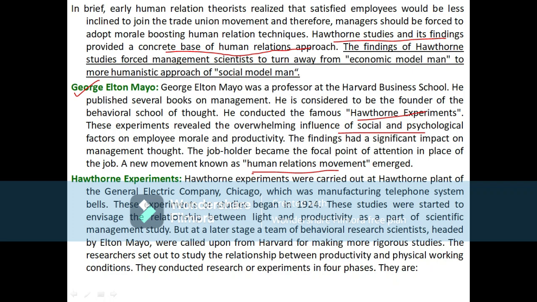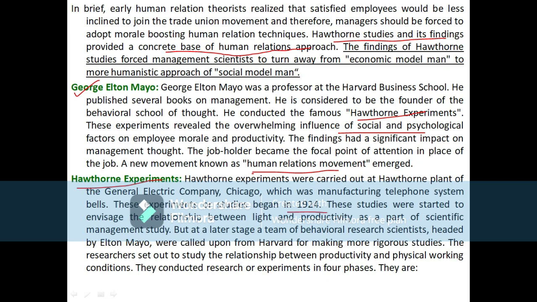If at all employees' productivity should increase, those factors should be known by the organizations. And the Hawthorne experiments by Elton Mayo. The Hawthorne experiments were carried out at the Hawthorne plant of General Electric Company, Chicago, which was manufacturing telephone system bells. These experiments or studies began in the year 1924.